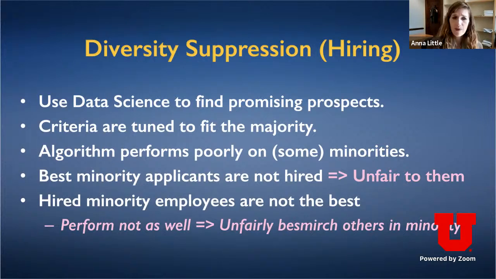And so two bad things happen as a result of this. First of all, the best minority applicants may not be hired because the algorithm is not doing a good job predicting which ones are going to be really successful. So this is unfair, right? Because they're not being hired. And then on the other hand, the minority who are hired may not be the best candidates. And so they may not perform as well because they weren't the best candidates to begin with. And so this will again feed into that vicious cycle, and the performance of that whole group becomes an unfair representation.